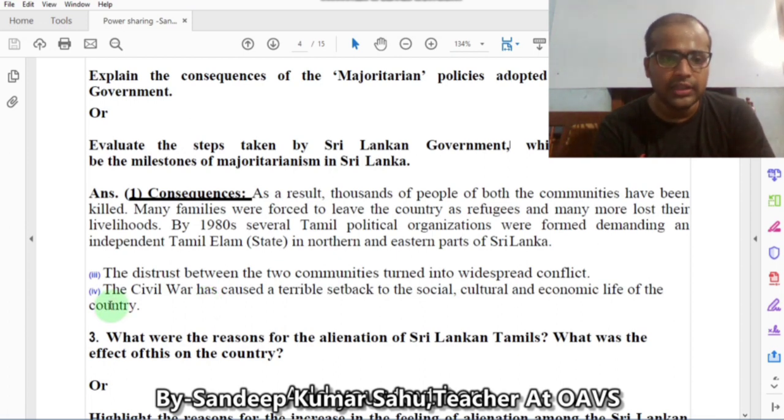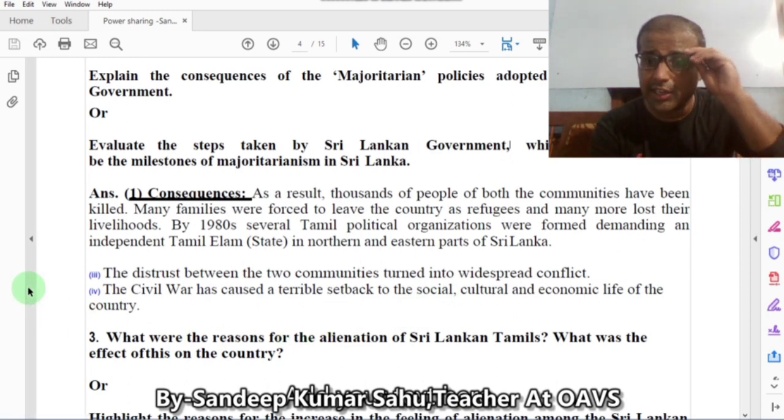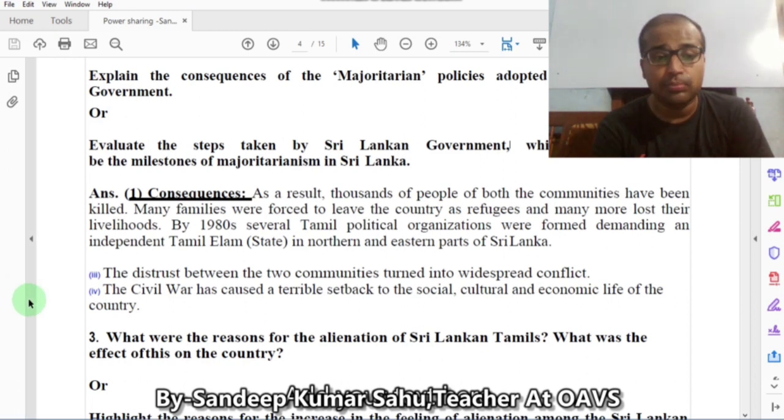The point number 4 is that the civil war caused a terrible setback to the social, cultural, and economic life of the country. As we studied in economics, Sri Lanka is one of the most developed South Asian nations, but this civil war had a hugely bad impact upon the Sri Lankans.